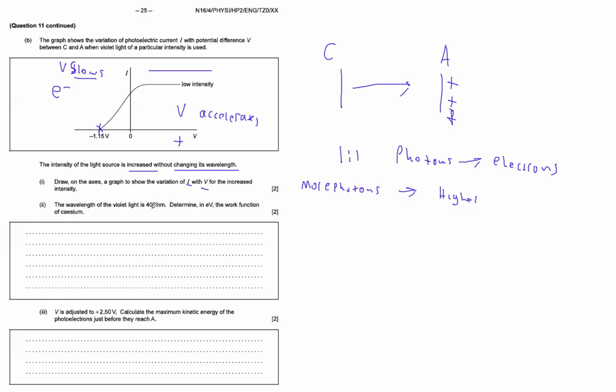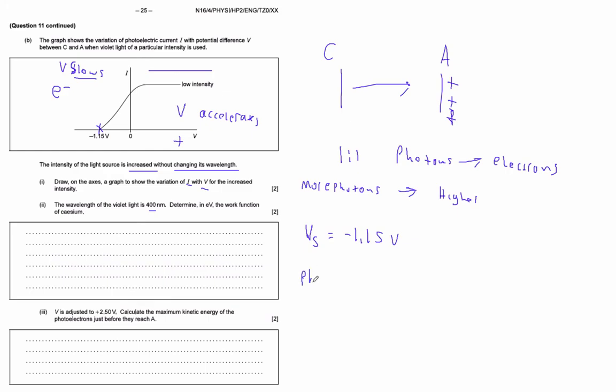The wavelength of violet light is 400 nanometers. Determine, in electron volts, the work function. Well, what we're going to have to do here is use the stopping potential, which is 1.15 volts.